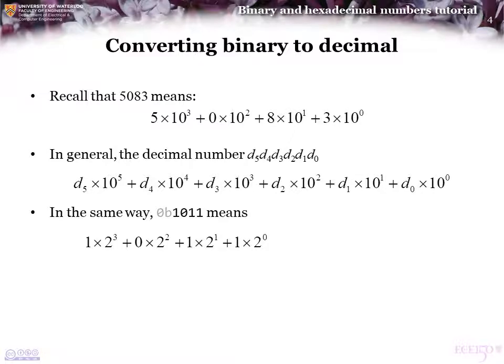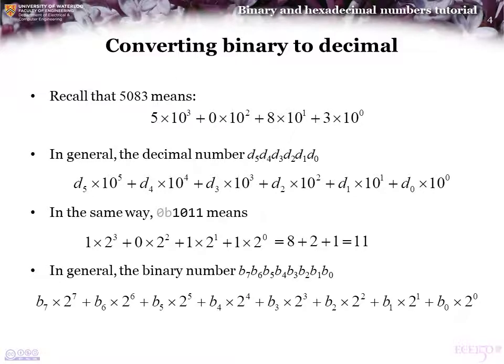The same is true in binary, except rather than powers of 10, we have powers of 2. So 1011 means 1 times 2 to the 3 plus 0 times 2 to the 2 plus 1 times 2 to the 1 plus 1 times 2 to the 0, which is just equal to 8 plus 2 plus 1, which is 11.